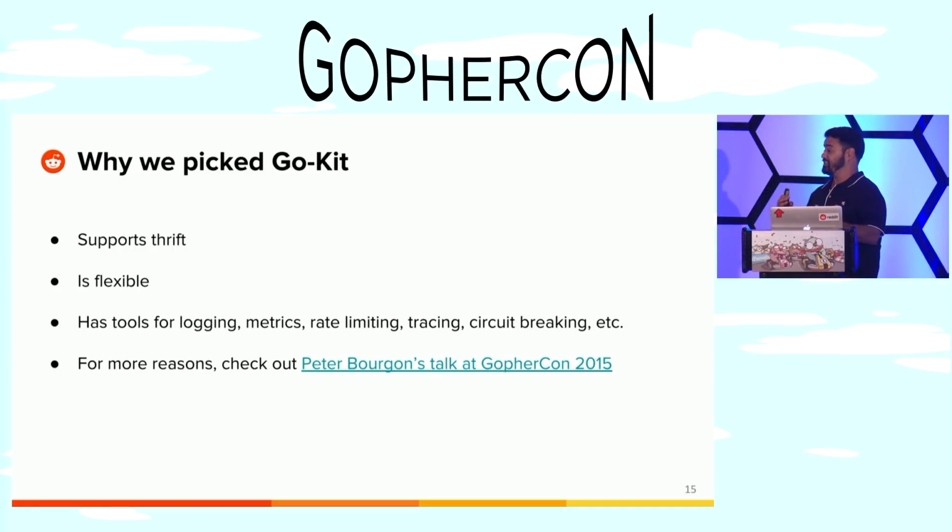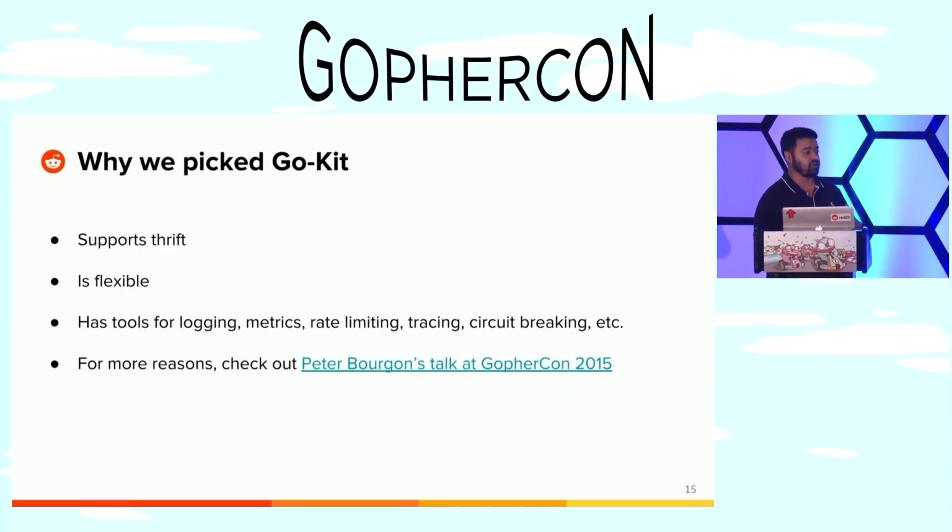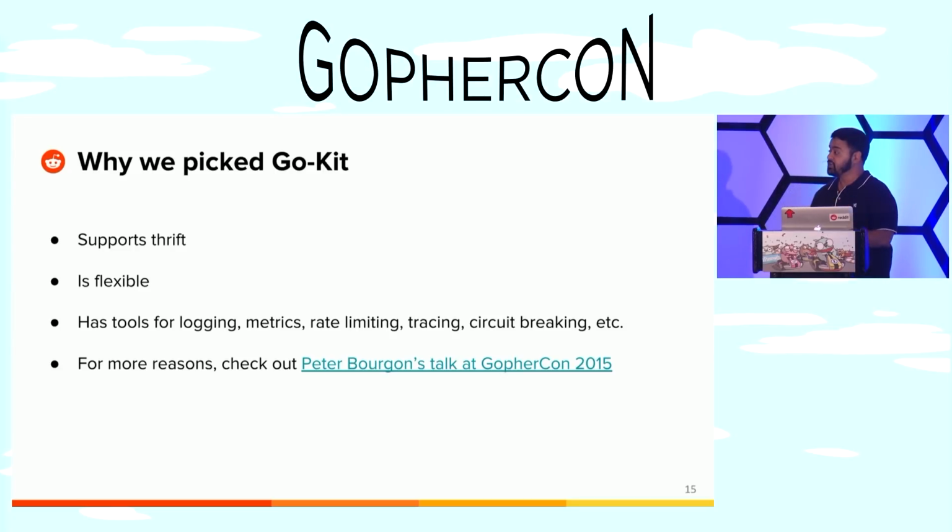So again, for example, if all of Reddit wanted to move to something like gRPC, we wanted it in such a way that we could easily switch over when we wanted to. And then we wanted to do the standard things that you would want to do when you're running microservices in production, especially at scale. We wanted good support for logging, metrics, rate limiting, circuit breaking, service discovery, and so on. And GoKit provided all of those things.